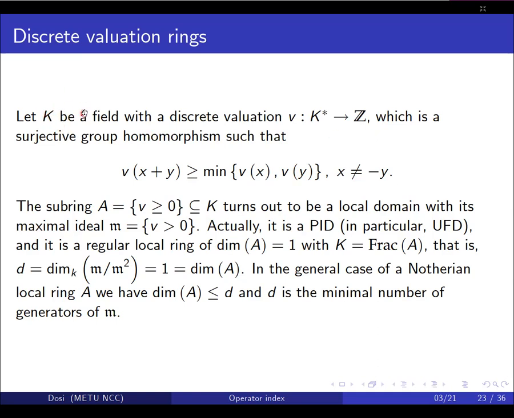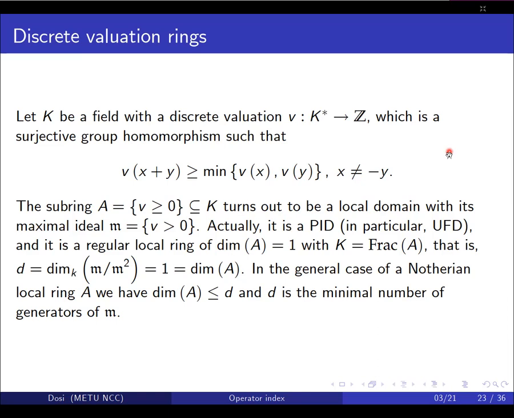So fix a field K. By a discrete valuation we mean a surjective group homomorphism from K star, where K star is the set of non-zero elements in the field, to Z, with this sort of property. In Russian terminology, normirovanie. Well, I will provide an example.